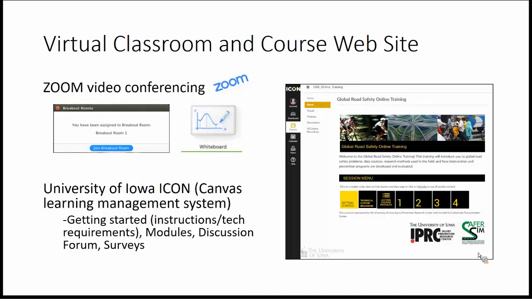So in our in-person class, we often have students do work or activities in small groups, and we wanted to maintain that option in the online setting. So Zoom allowed us to do that through their breakout room feature.